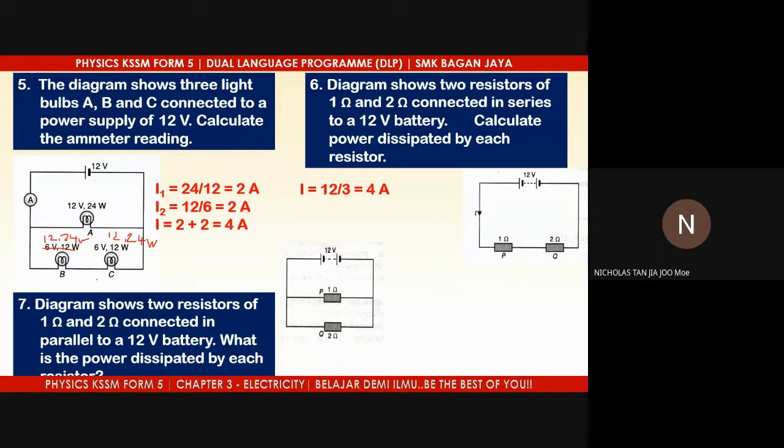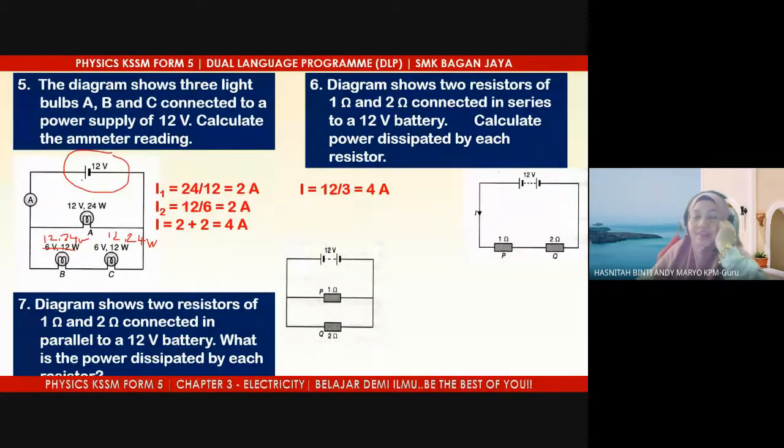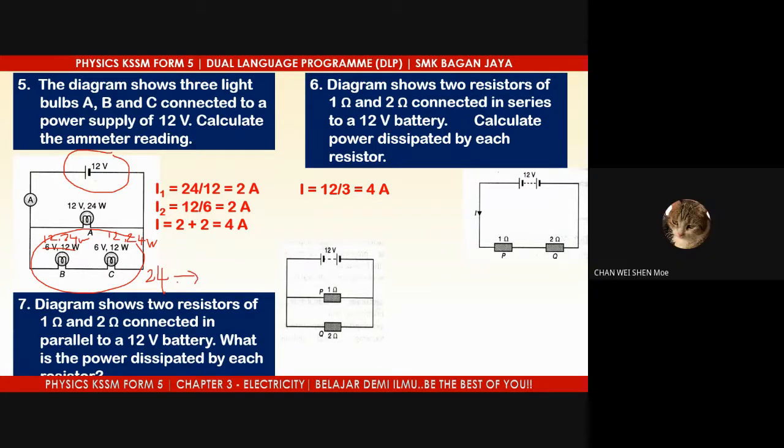Teacher, the source's supply voltage is only 12, but the bulb needs 24, so you will get insufficient. Because you supply 12 only, now what is provided must be 24. So in this condition, it cannot operate at normal condition.